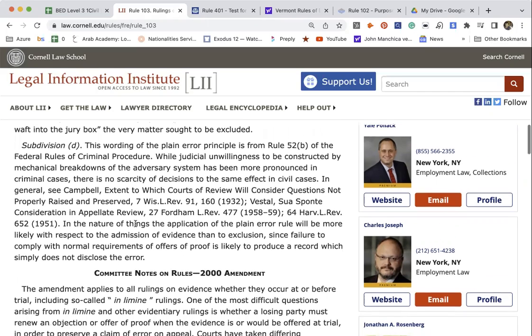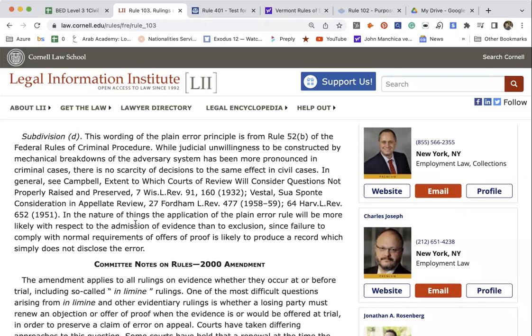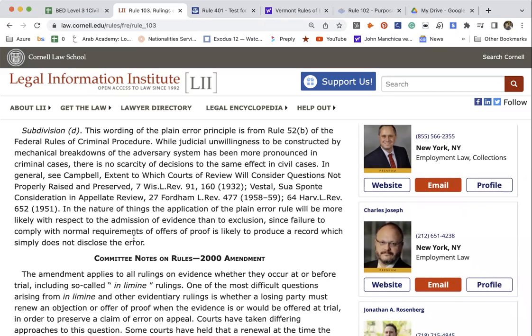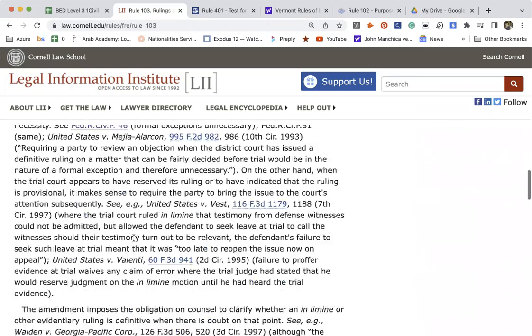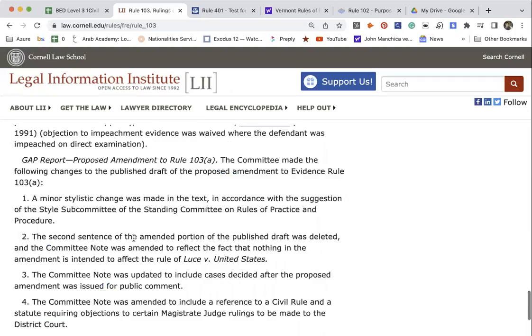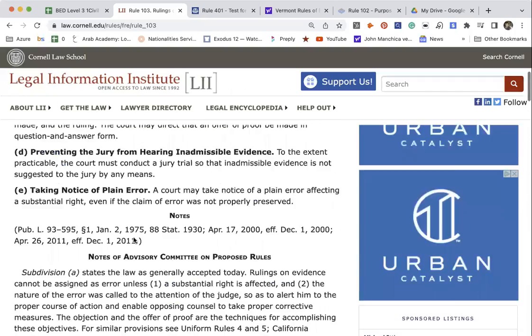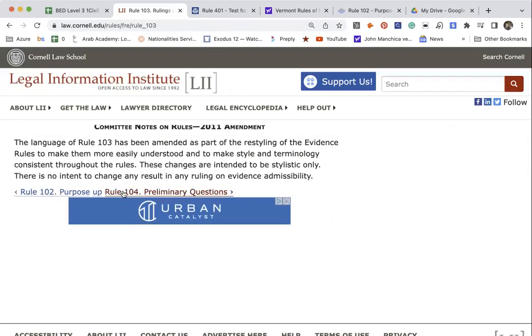All right. In the nature of things, the application of the plain error rule will be more likely with respect to the admission of evidence than to exclusion, since failure to comply with normal requirements of offers of proof is likely to produce a record which simply does not disclose the error. All right, so there we have, oh, does this go to the next one? Yeah.